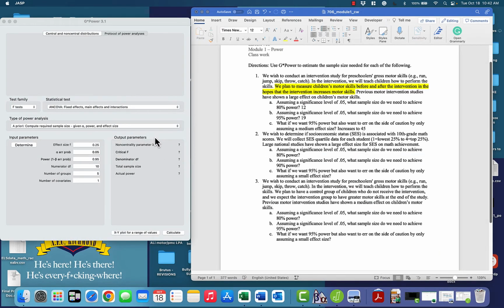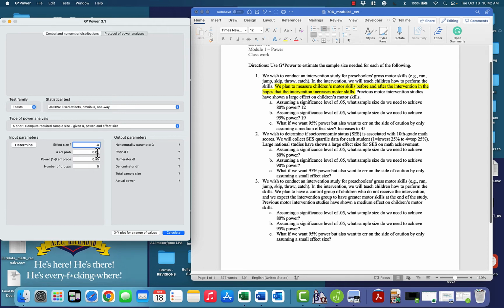Okay. All right, and so we've got our fixed effects omnibus one-way, and you see down here now we need an effect size f. And this is telling us large national studies have shown a large effect size for SES. We kind of just showed that with our ELS data as well. So a large Cohen's f would be 0.4.